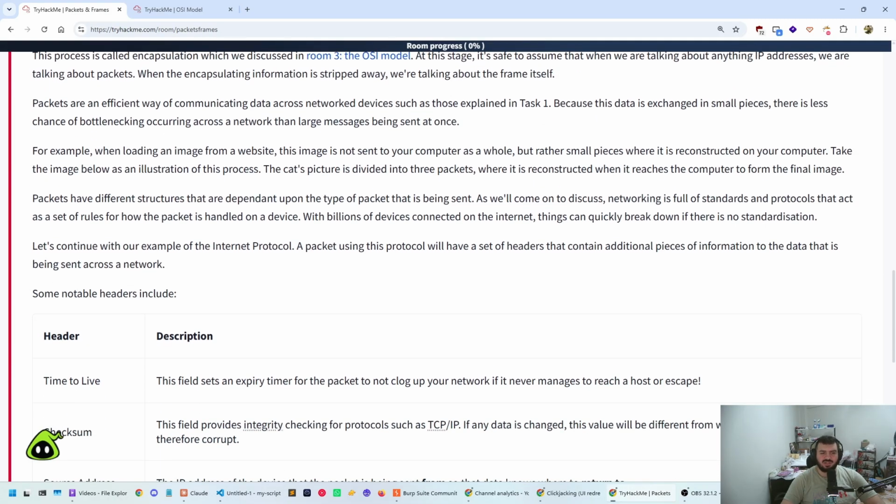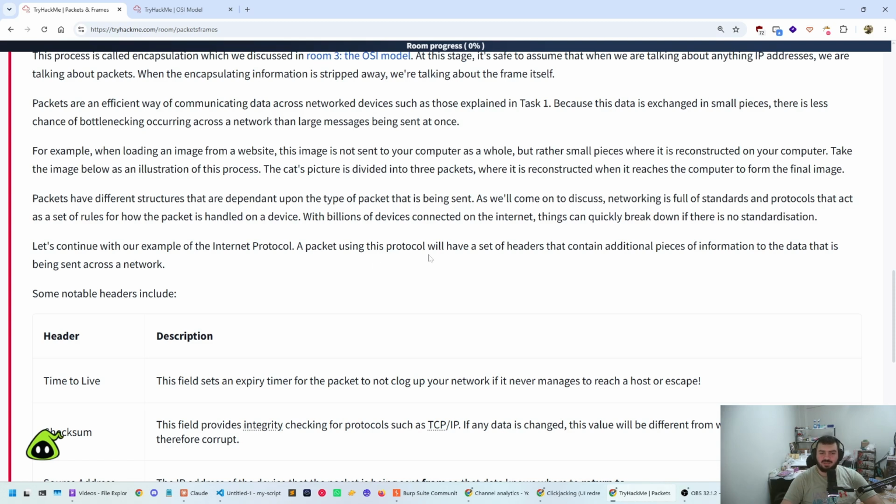Packets have different structures that are dependent upon the type of packet that is being sent. As we'll come on to discuss, networking is full of standards and protocols that act as a set of rules for how the packet is handled on a device. With billions of devices connected on the internet, things can quickly break down if there is no standardization. Correct. Let's continue with our example of the internet protocol, which is the IP.